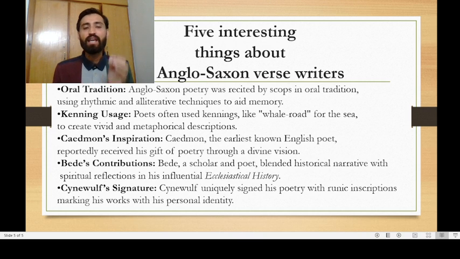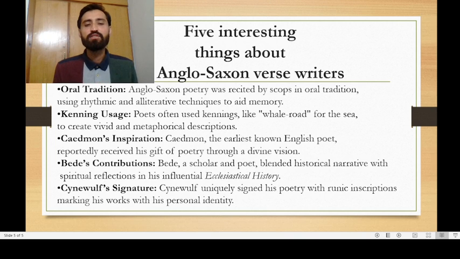And the next one is kenning usage. Poets often used kennings like whale road for the sea to create vivid and metaphorical description. Kennings are basically a kind of description with a metaphorical or comparison element. For example, for sea we use the words whale road, for sun we can say sky candle, and for dog we can say post-man chaser. So these are the kind of expressions that we call kennings.